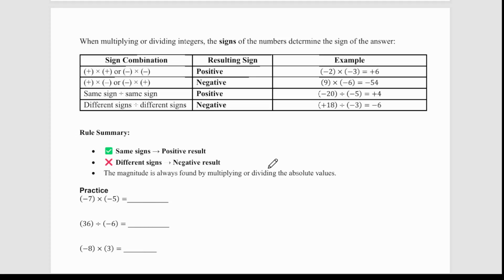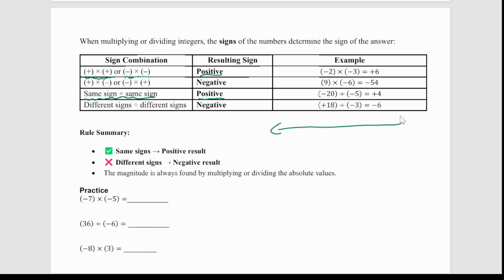So if you have the same sign being multiplied or divided, so either a positive times a positive, or a negative times a negative, or positive divided by positive, negative divided by negative, the resulting sign will be positive. If instead you have a combination of positive and negative, so you either have a positive times a negative, or a positive divided by a negative, negative divided by a positive, whatever order it might be, if the signs are different, it's a negative result. That's really the big picture of what is going on here.